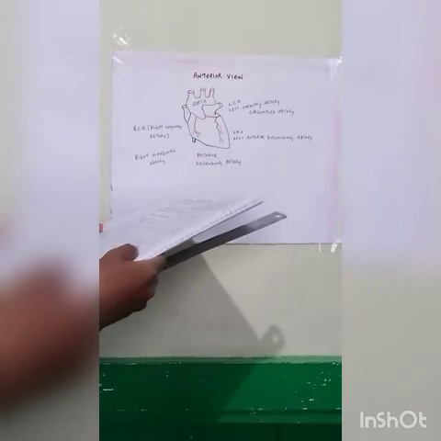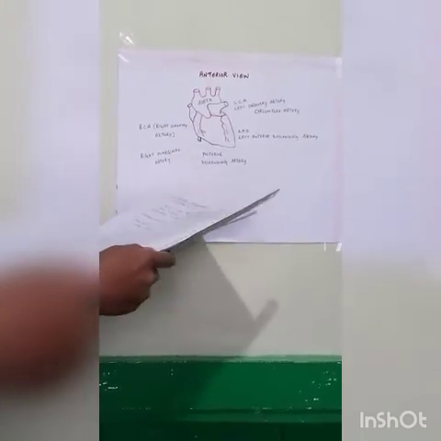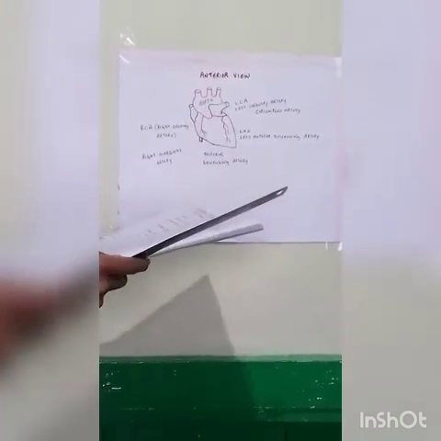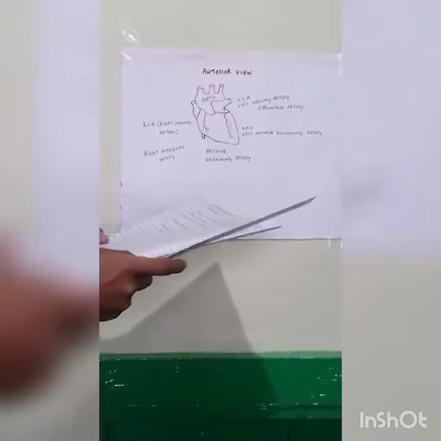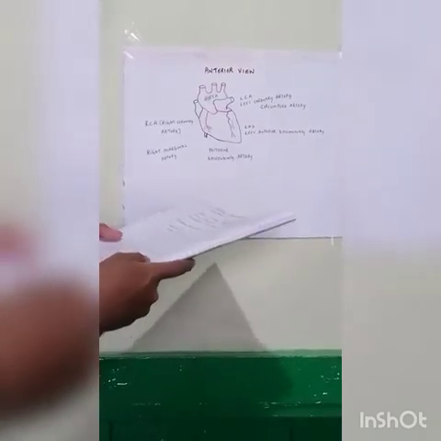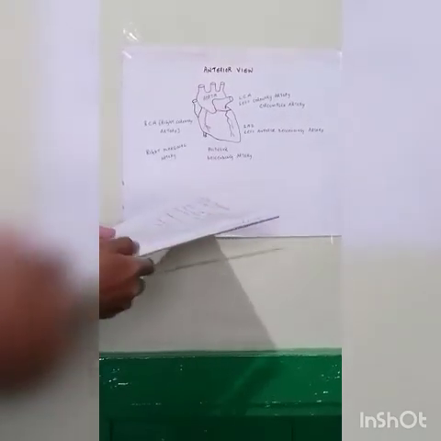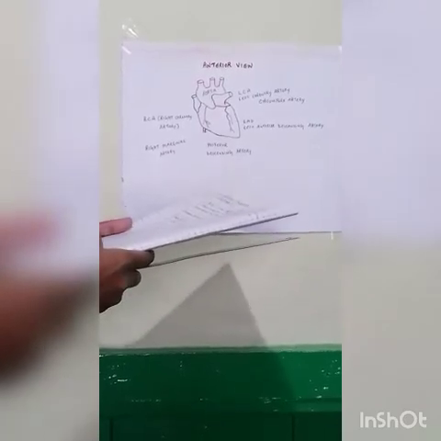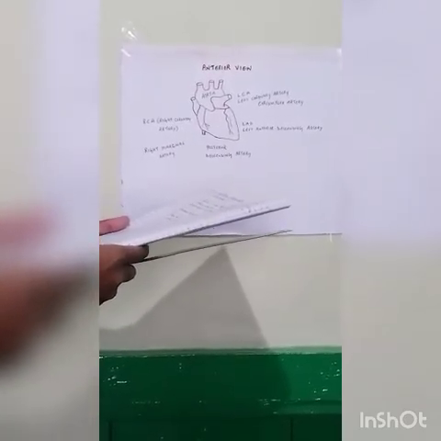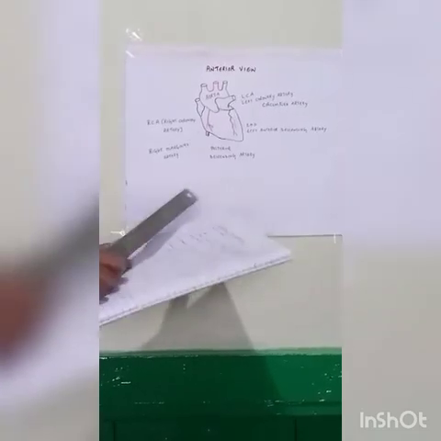And the right coronary artery branches into the right marginal, and this supplies blood to the branches of the right ventricle. The main goal of the right coronary artery is to provide blood to the right atrium and ventricles, and to the bottom of the left ventricle and back of the septum.